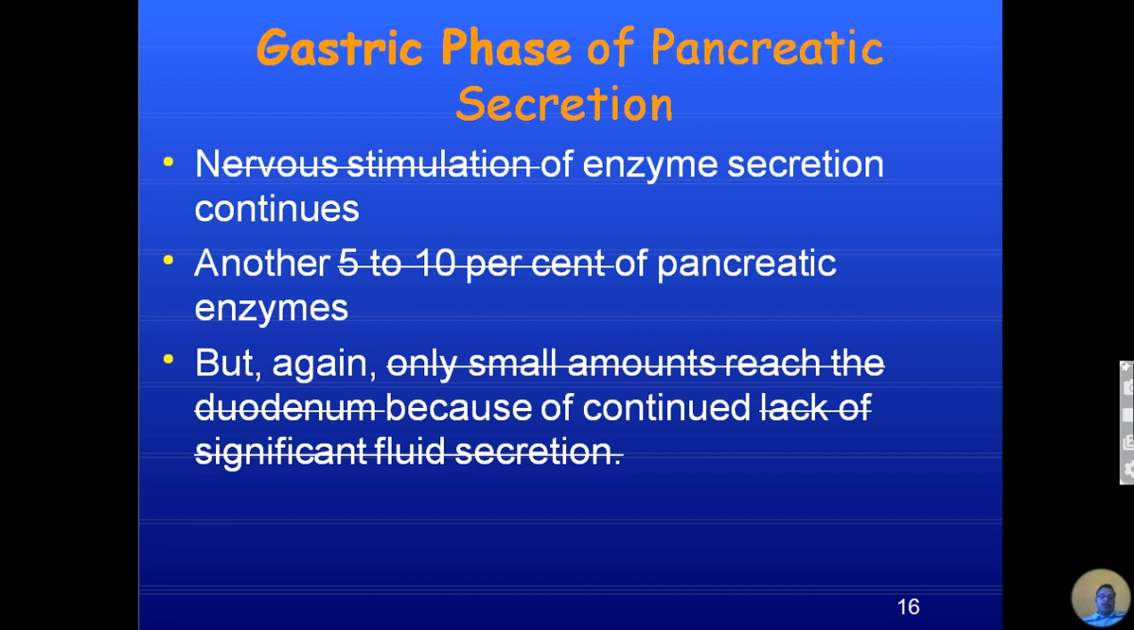Now see, the gastric phase means food has now entered the stomach, and we have mentioned that 5 to 10% has to be worked out for the pancreatic enzyme to act on further. So there will be a particular stimulation as the food reaches the stomach, but still only a small amount can reach the duodenum.